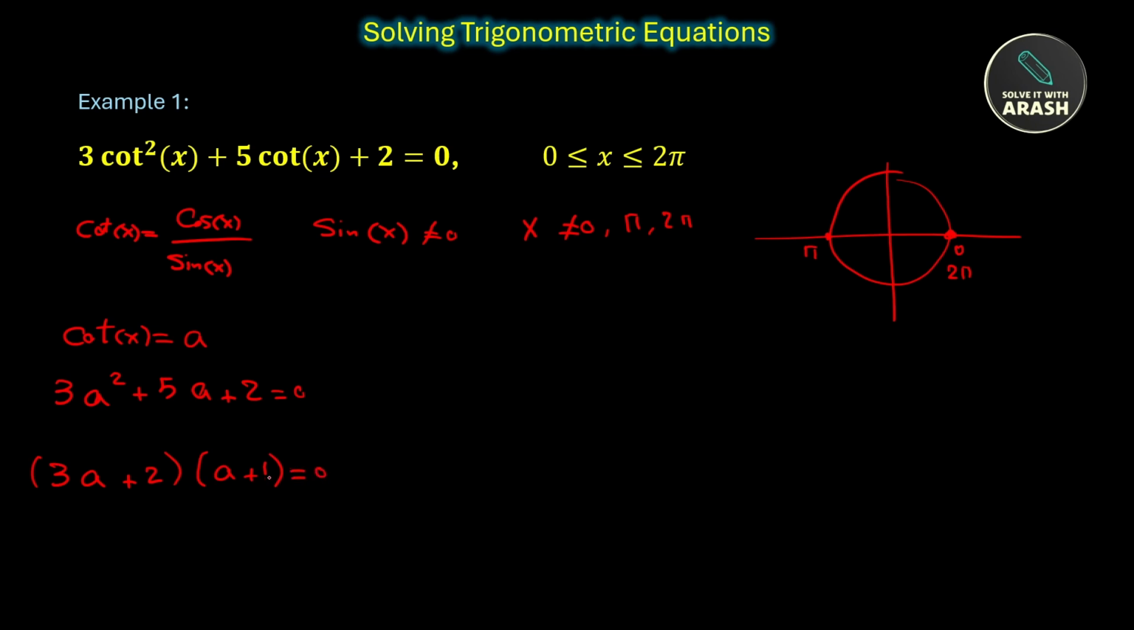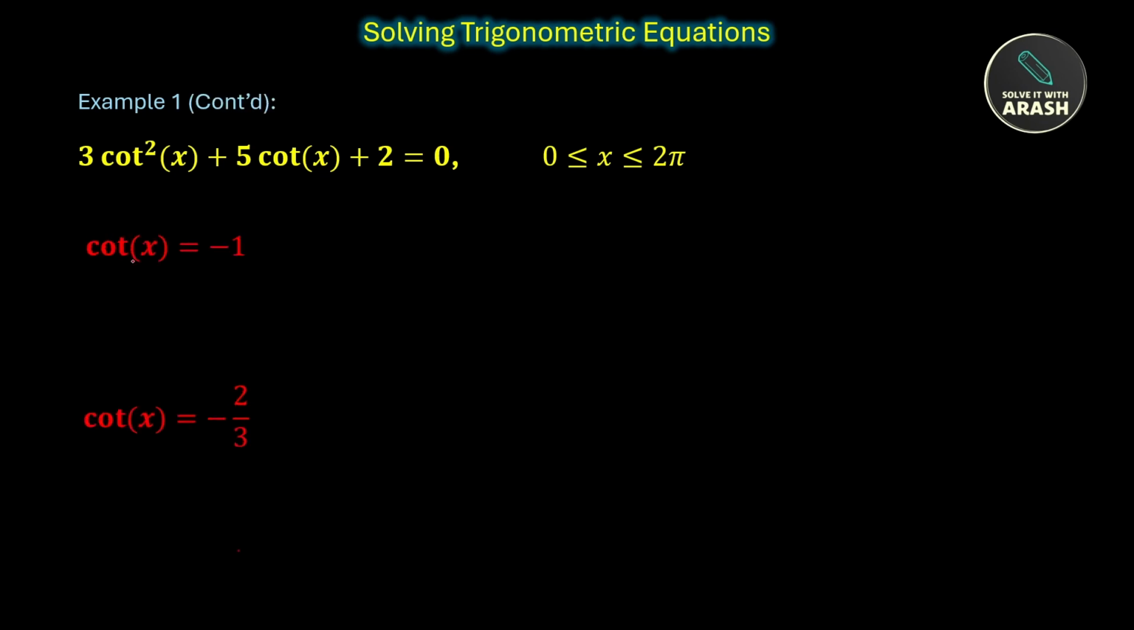This will give me two answers. The first one, a equals -1. The second one, a equals -2/3. And from the first one, I can say that cotangent of x is -1. From the second one, cotangent of x equals -2/3. Now let's go and solve each of these two equations. The first one, cotangent of x equals -1, that's the easier one.